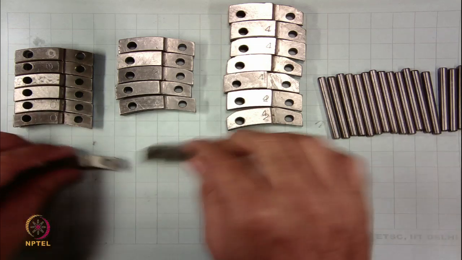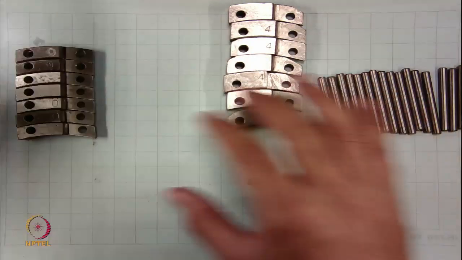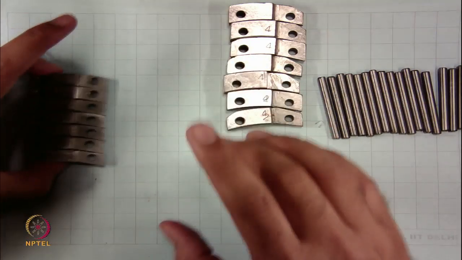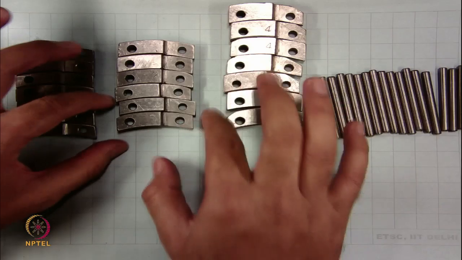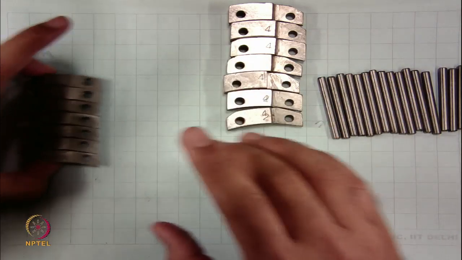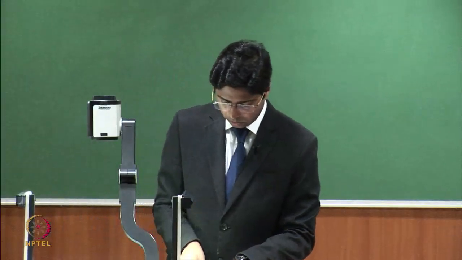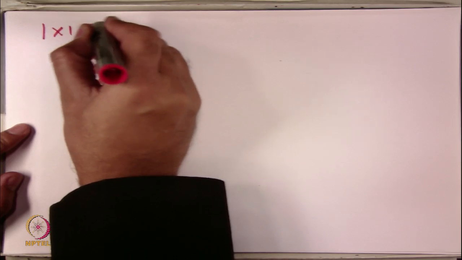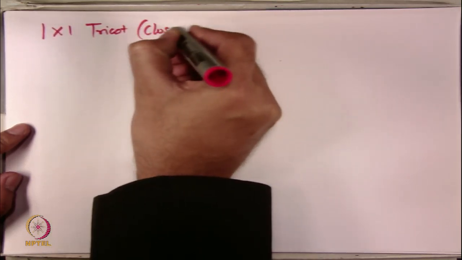Okay. So, now let us move to a simple type of fabric structure. The first fabric structure which I want to design is a single bar construction of 1 cross 1 tricot. So, the first fabric which I want to create is 1 cross 1 tricot with closed loop construction.